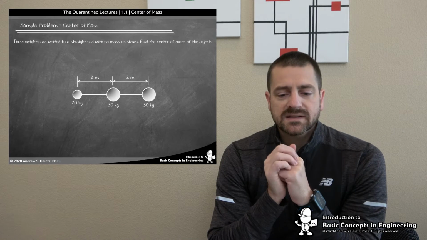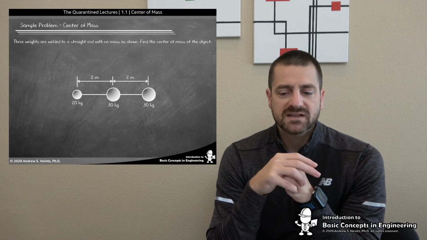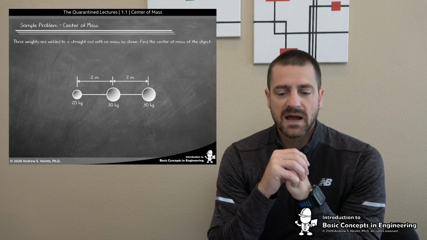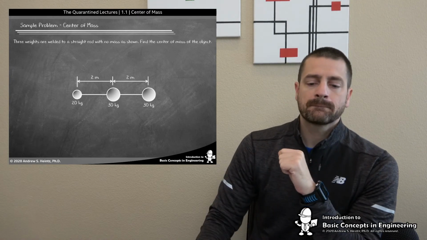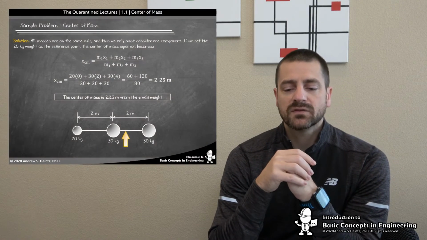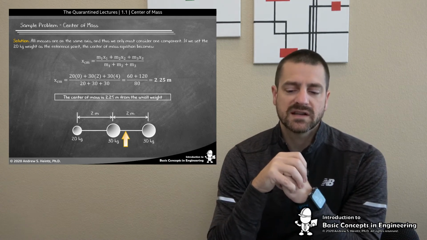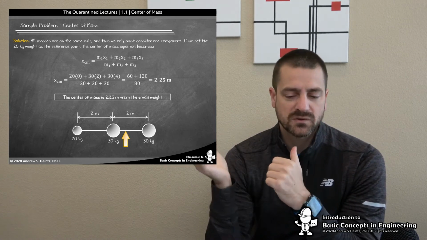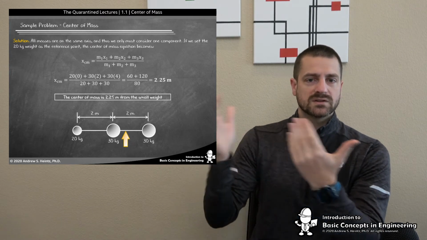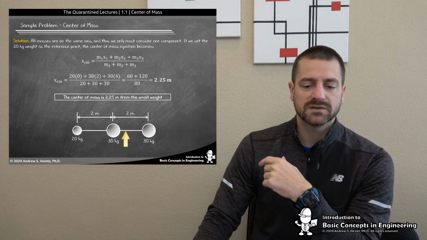Three weights are added to a straight rod with no mass as shown. Find the center of mass of the object. Now functionally we know that it's going to lie somewhere between the two 30 kilogram weights, right? Because it's going to pull that distribution over away from the 20.